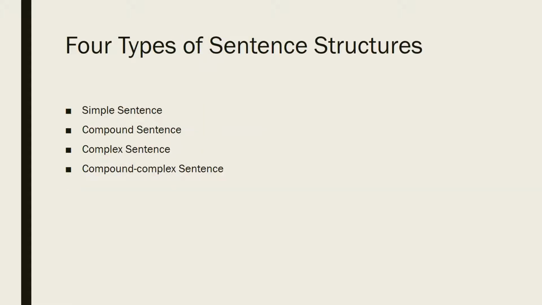Okay, now let's move on to the four types of sentence structure. This will be the main part of our lesson today. And there are four types. We have the simple sentence, the compound sentence, the complex sentence, and the compound complex sentence. You've probably heard of these before, but we're just going to go over them briefly so that you become aware and maybe you can learn to use more of a variety in your writing.